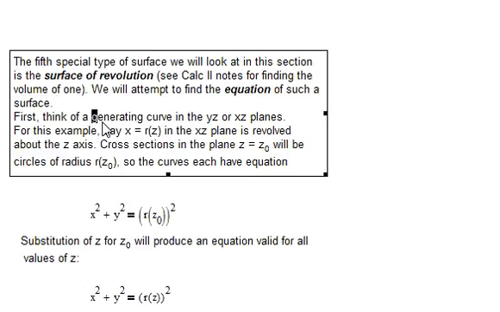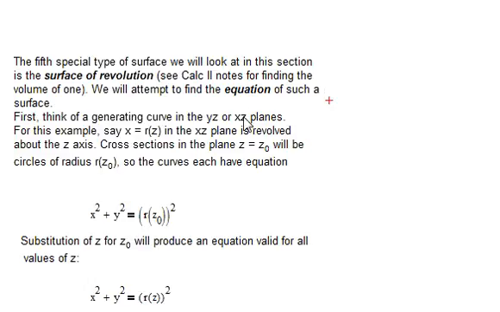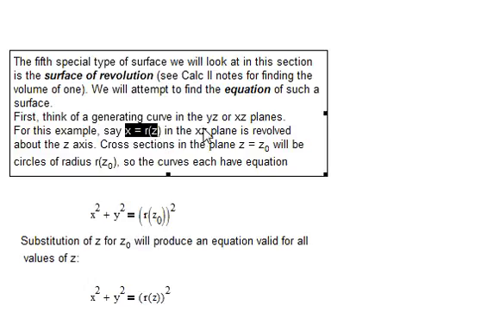That's really not that hard. First, think of a generating curve in, let's say, the YZ or the XZ plane. For this example, say the curve is in the XZ plane, x equals some r of z, and that's revolved about the z-axis. Then the cross sections in the plane z equals 0 will be circles of radius r of z sub 0.